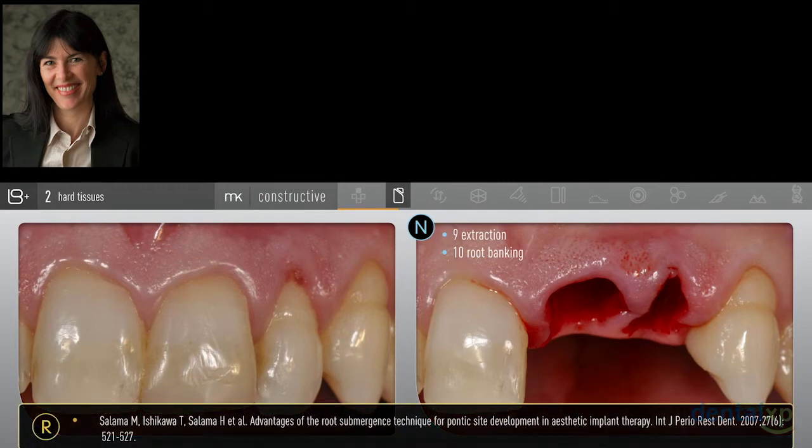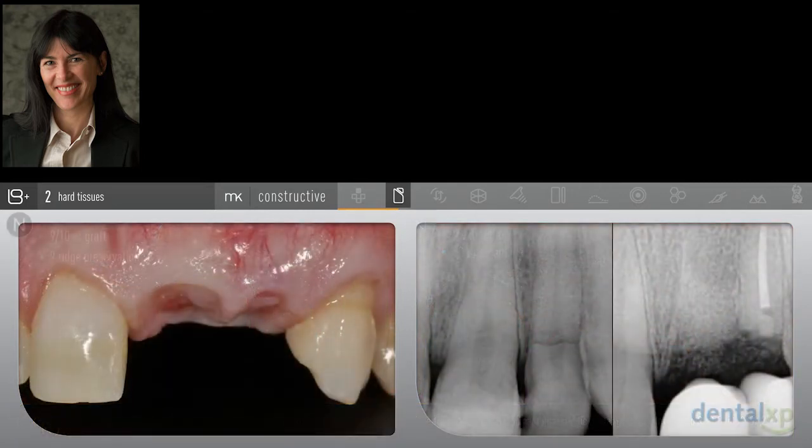And it reminds me to think about things like root banking, or preserving the ridge through the value of what those roots can sometimes do for me. So what I chose to do is I extracted the central incisor, which we felt was not manageable with crown lengthening or any other treatment, and we submerged the root. You'll see that in this case, I've submerged the root and had an endodontic procedure done. That was done because the tooth was already symptomatic. Had it been asymptomatic, a vital root submergence would have made a lot of sense.